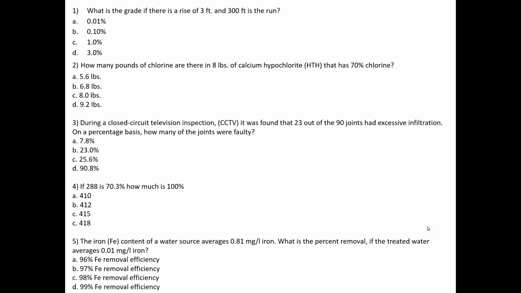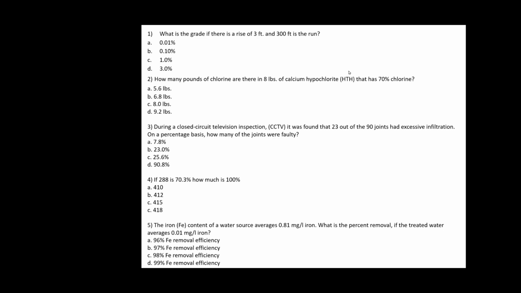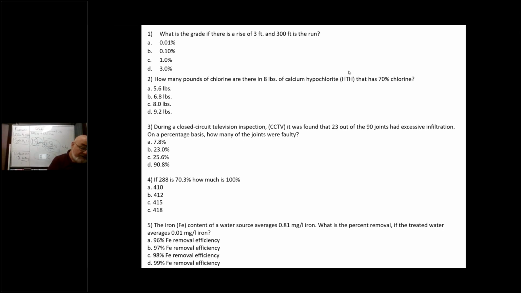So it's 3 divided by 300, and you just forgot to multiply it by 100, because you had 0.01, which, if you weren't multiplying it by 100, you'd be absolutely 100% correct. But the answers are in percentages, so you've got to multiply that by 100.